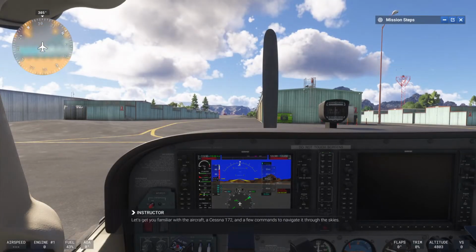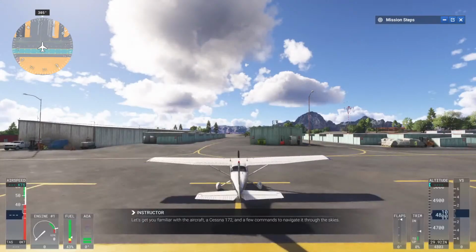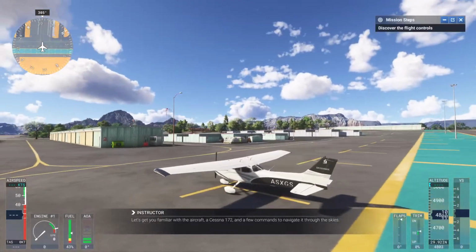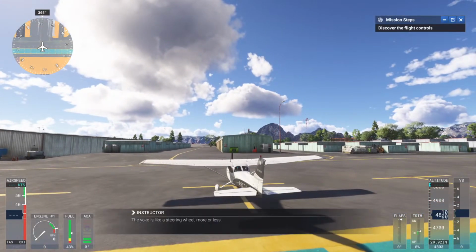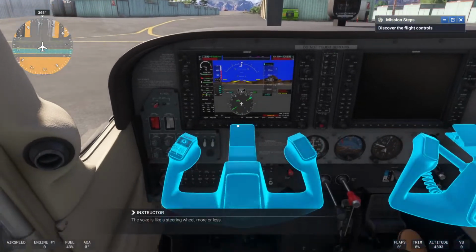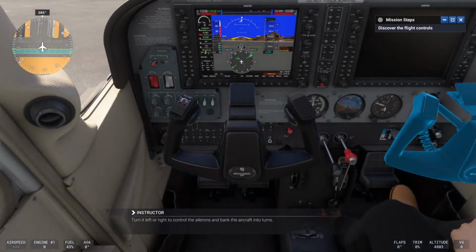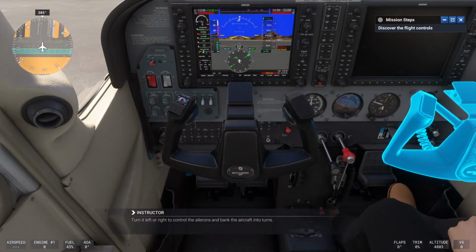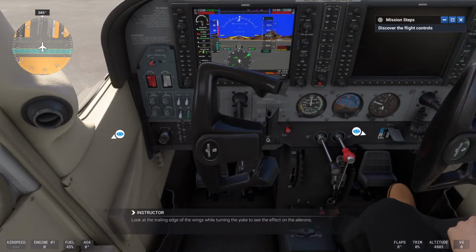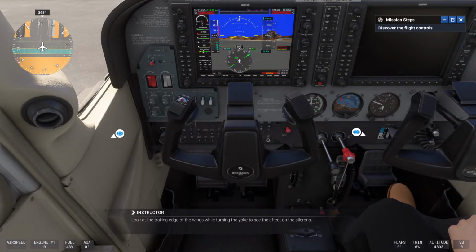Let's get you familiar with the aircraft, a Cessna 172, and a few commands to navigate it through the skies. In front of you is the yoke. The yoke is like a steering wheel, more or less. Turn it left or right to control the ailerons and bank the aircraft into turns. Look at the trailing edge of the wings while turning the yoke to see the effect on the ailerons.